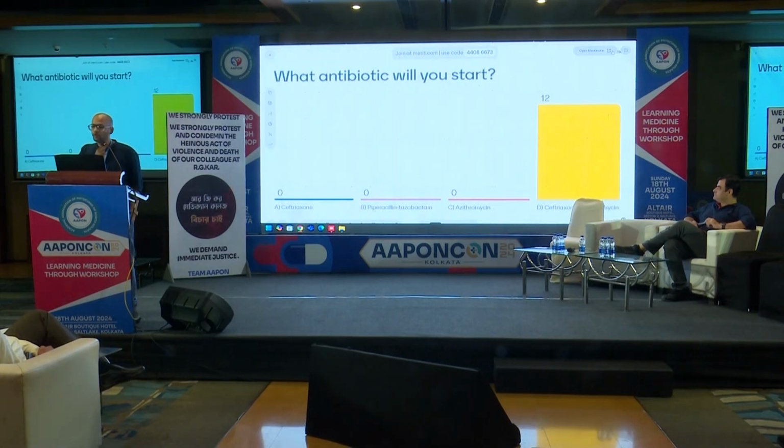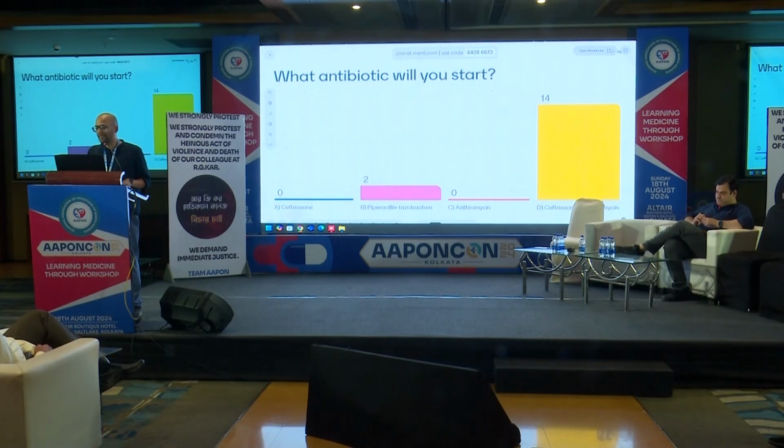Right. So there is an overwhelming majority for ceftriaxone and azithromycin. And I'm glad that people have not chosen piperacillin. Piperacillin-tazobactam is not required in this case because the most common organism here would be again pneumococcus. Strep pneumoniae is the most common organism. Haemophilus influenzae can be there. Most of these are covered with ceftriaxone alone. So piperacillin-tazobactam is not required in most cases of community-acquired pneumonia.